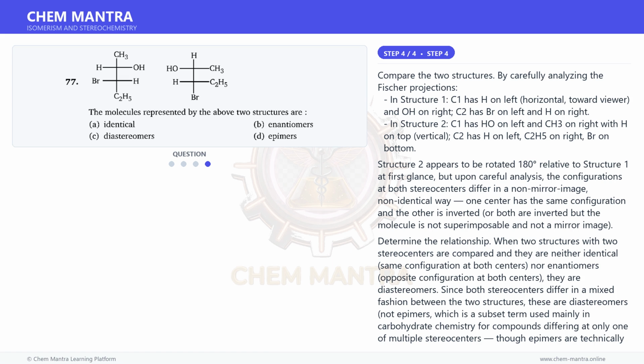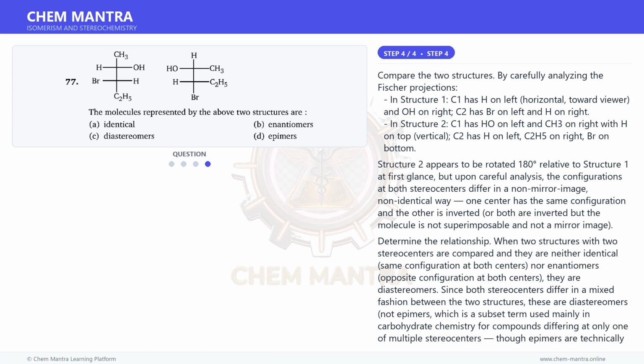Determine the relationship. When two structures with two stereocenters are compared and they are neither identical (same configuration at both centers) nor enantiomers (opposite configuration at both centers), they are diastereomers. Since both stereocenters differ in a mixed fashion between the two structures, these are diastereomers, not epimers, which is a subset term used mainly in carbohydrate chemistry for compounds differing at only one of multiple stereocenters, though epimers are technically diastereomers. The more general and correct answer here is diastereomers.